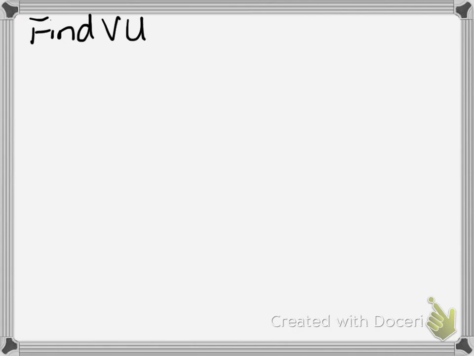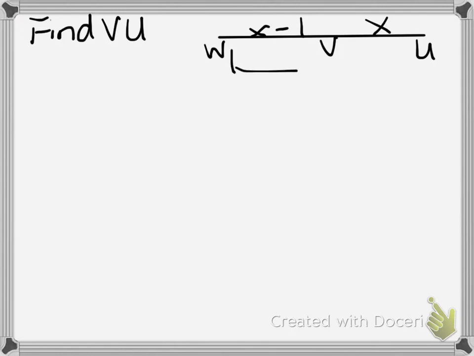VU, and we are given a line segment, which is WVU. This part, WV, is x minus 1. VU is x, and the whole thing is 21. All right, in order for us to find what VU is, and VU is this section right here, we first need to find out what x is. If we know what x is, we know what VU is.